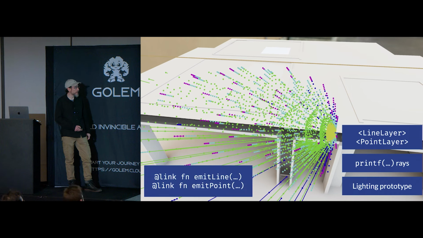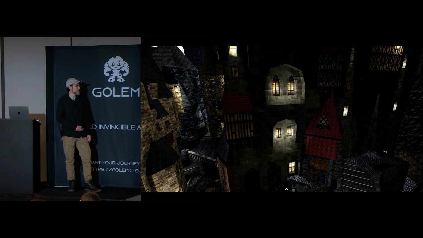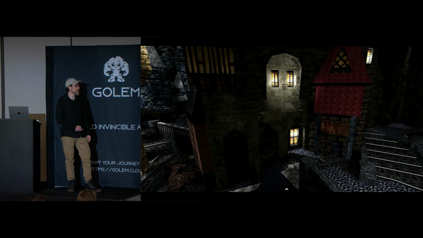And I just link a function, emit line, emit point, which is basically, you know, print line, print point. And I can give the coordinates, I can give it a color, I can give it a size. And that's what I link with my shader. I don't have to reinvent the wheel just to do this, which is very nice.